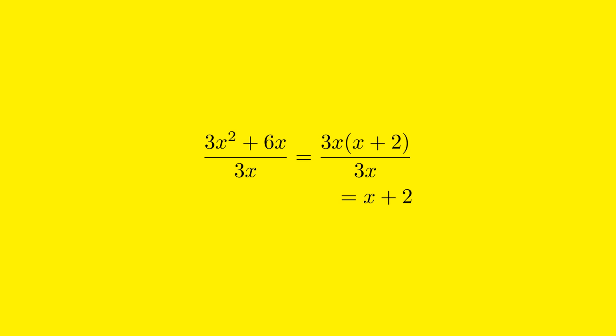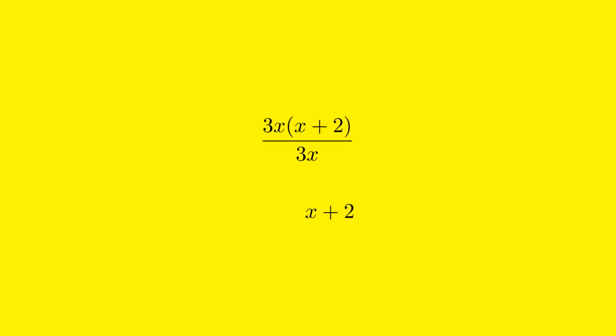Next, we'll cancel common factors from the numerator and the denominator. Both the numerator and denominator have 3x as a common factor, so they cancel each other out. This leaves us with x plus 2. Therefore, the rational expression 3x squared plus 6x divided by 3x simplifies to x plus 2.